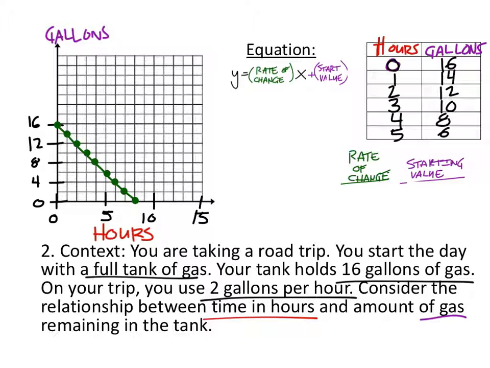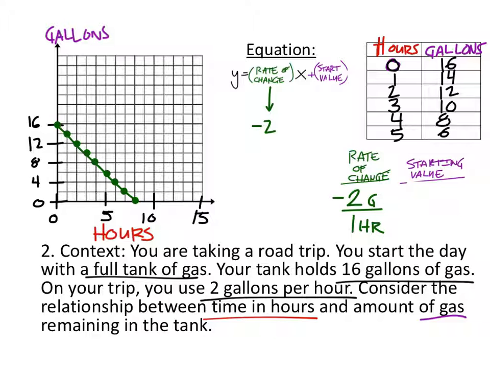So the rate of change on this one, so that we can write the equation, we see that it's 2 gallons for every 1 hour, but it's 2 gallons used, so we have to show that it's negative because it's 2 gallons that are going away on this. So the rate of change on this one will be -2.